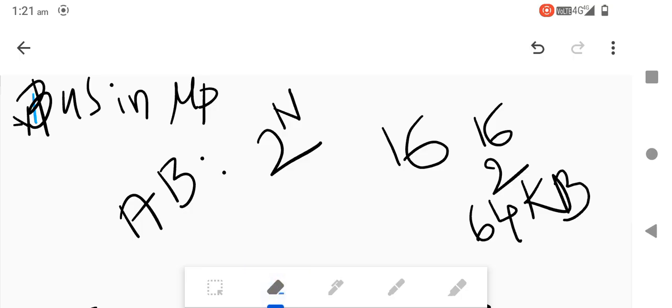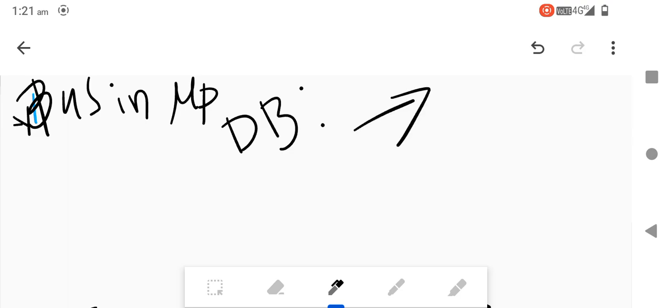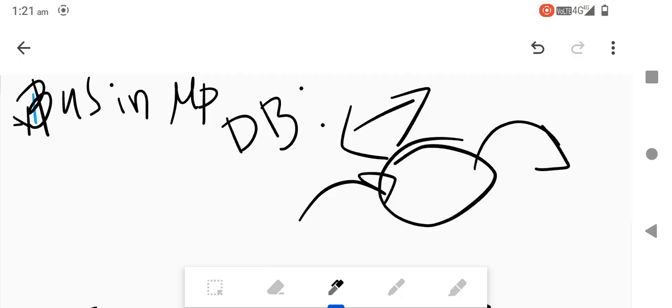Next, data bus. It consists of 8, 16, or 32 parallel signal lines. The data bus is bidirectional. This means the CPU can read data from memory or from a port on these lines, or it can send data out to memory or to a port on these lines.